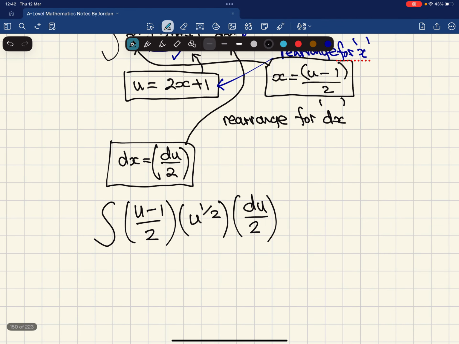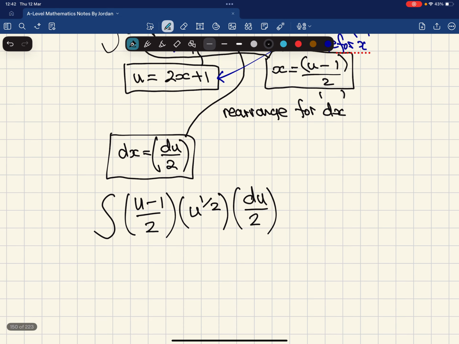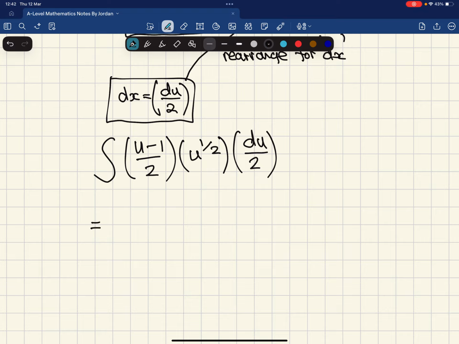Like that. And now it's just a case of simplifying everything. So let's go down a little bit. First thing I can do is think about these 2's at the bottom. If I times these 2's together, both of them in the denominator, that will give me a 4. So I have u minus 1 over 4 times u to the power of 1/2, and then I have du at the end.